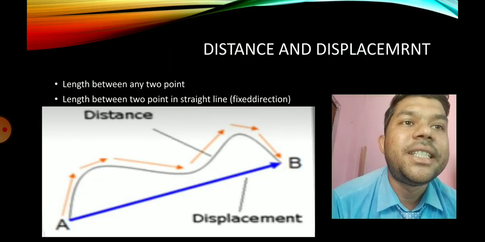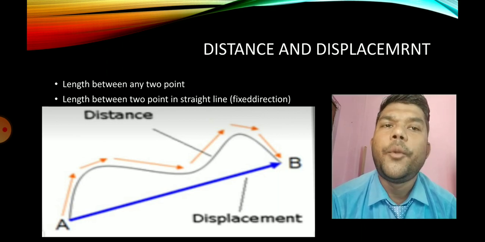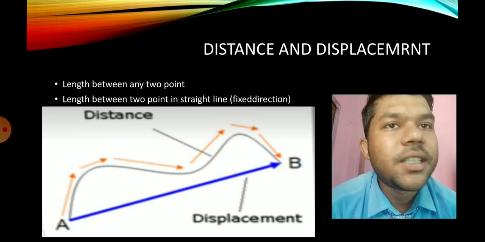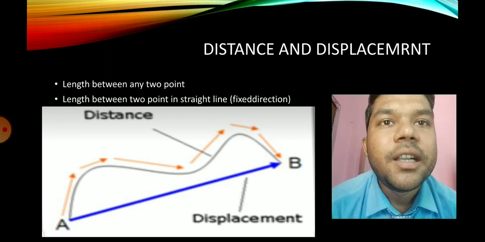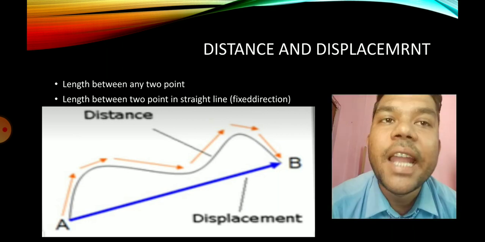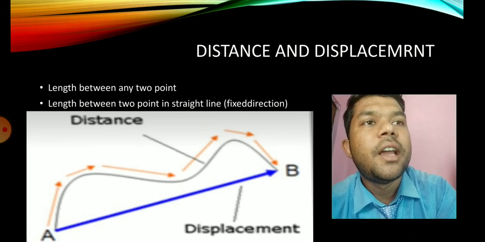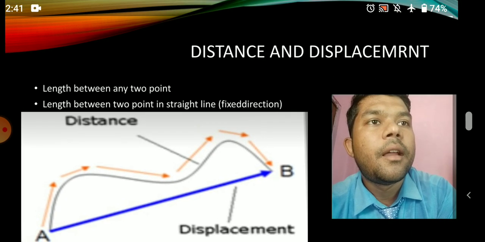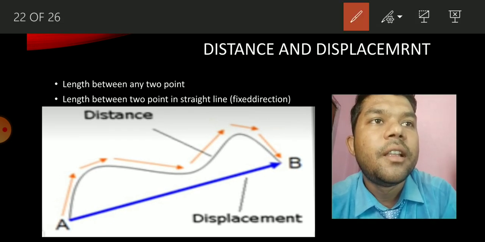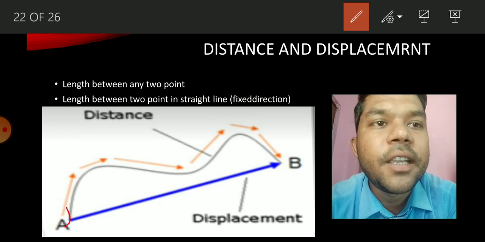Next, talking about distance and displacement. Distance and displacement both represent length, but there is a certain difference between them. Distance means length between any 2 points. Like in the figure you can see, I am discussing the length between any 2 points, point A and point B.